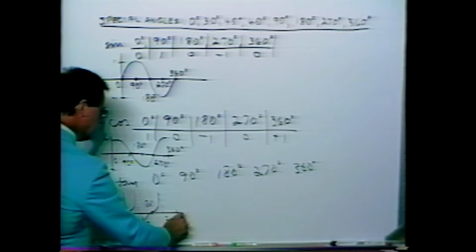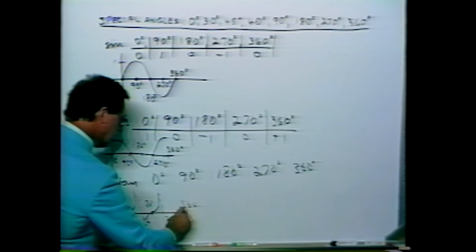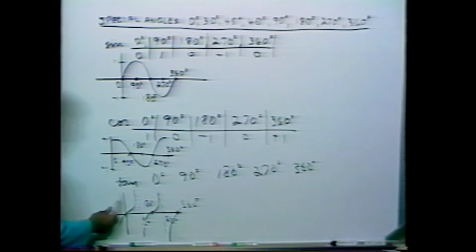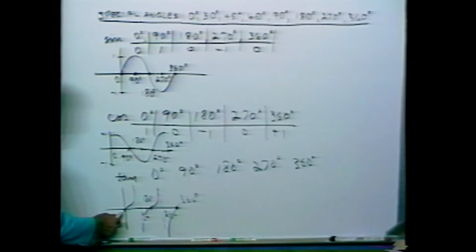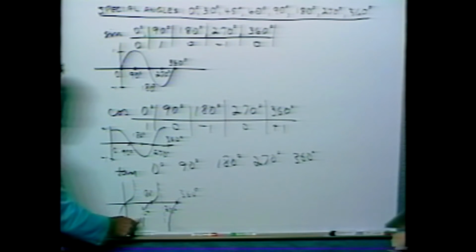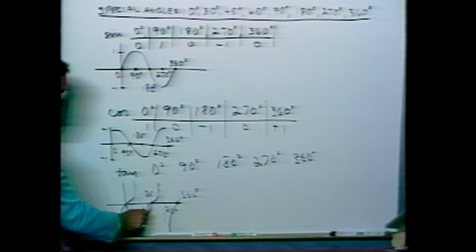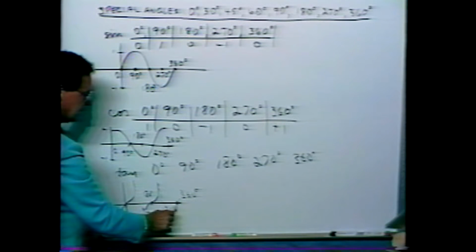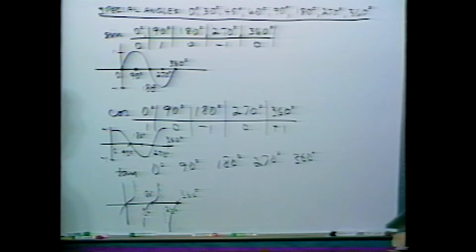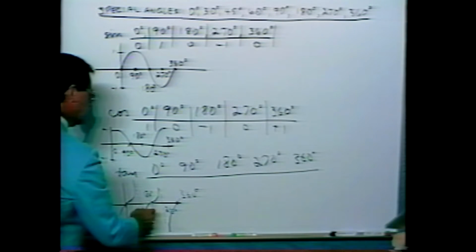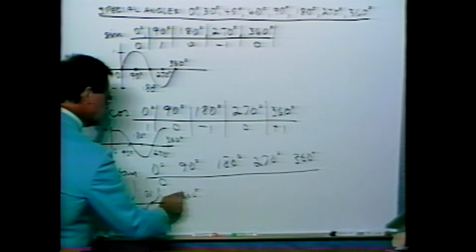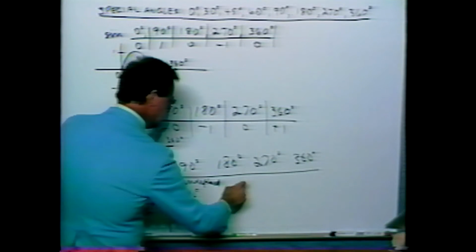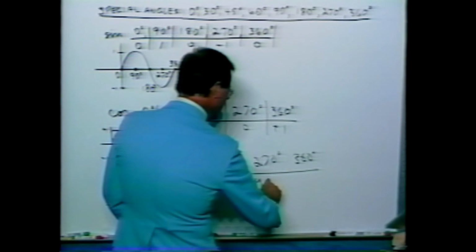And for 360, the graph comes down like this. You can see, therefore, that for tan 0, the answer is 0. Tan of 90, it's undefined. For the tan of 180, it's 0. For the tan of 270, it's undefined. And finally, for the tan of 360, it's 0 again. The quick sketch of each of these curves establishes the required quantities.